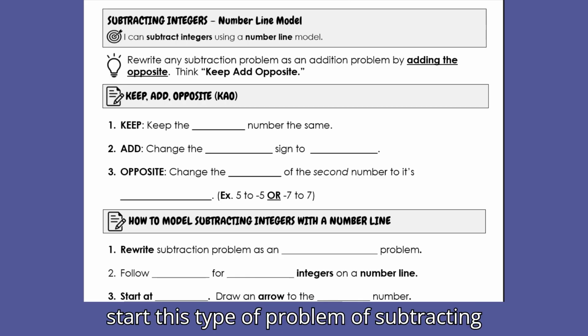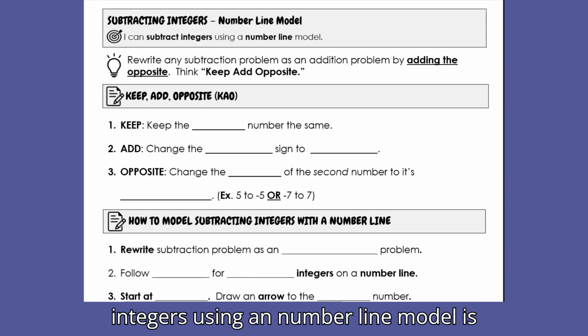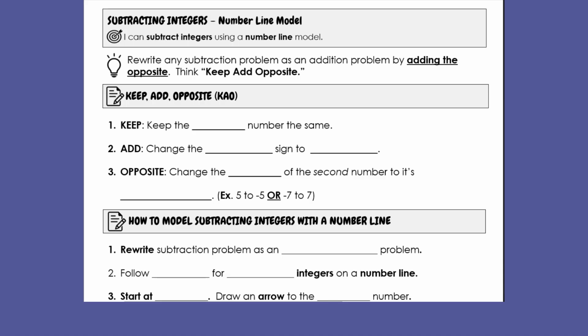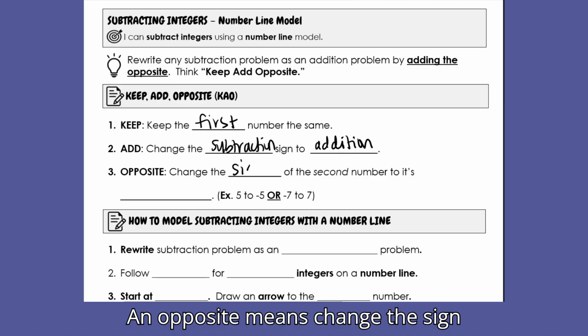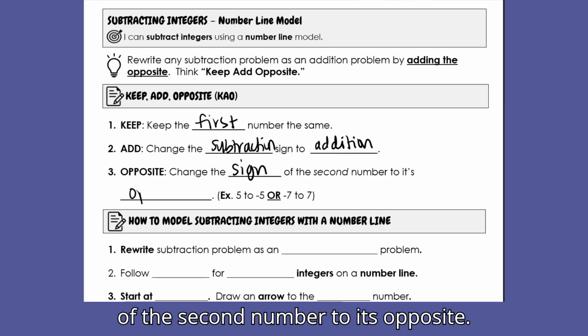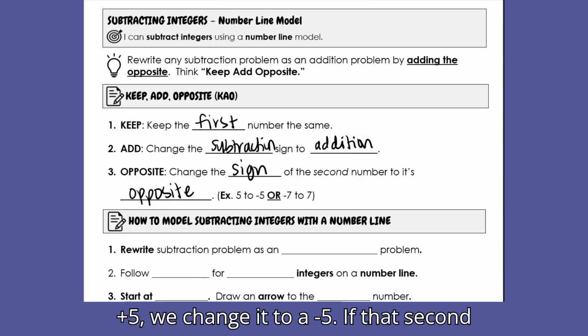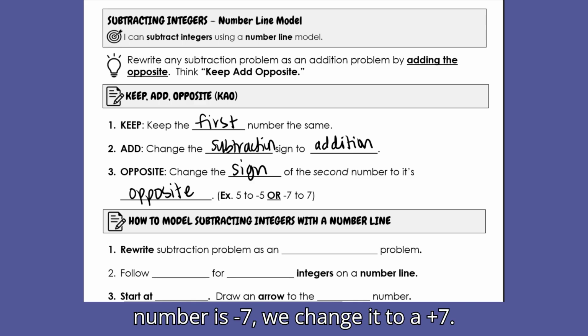And that's how we have to start this type of problem of subtracting integers using a number line model, is being able to rewrite those subtraction problems as an addition problem. So keep, add, opposite means to keep the first number the same. Add means to change the subtraction sign to addition. And opposite means change the sign of the second number to its opposite. So for example, if that second number is positive 5, we change it to a negative 5. If that second number is negative 7, we change it to a positive 7.